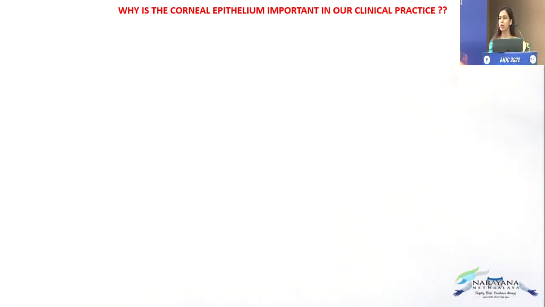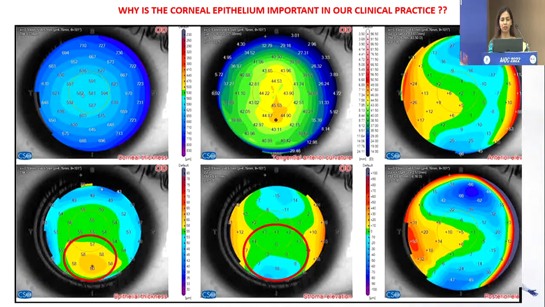So why is the corneal epithelium important in our clinical practice? If you remember all our regular topographies, we get a refractive map, we get a pachymetry map. But as Dr. Garrick was saying, the epithelium is a beautiful structure which by nature tends to regularize the cornea, fill in gaps, fill in depressions, cover off any irregularities that may be underlying, and that is inherent to the nature of the cornea.